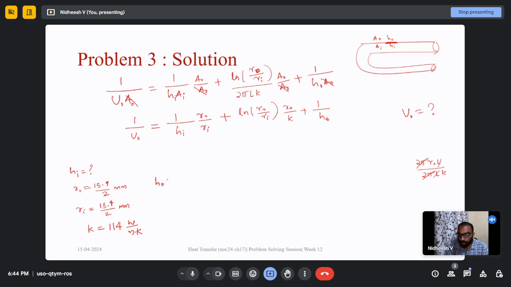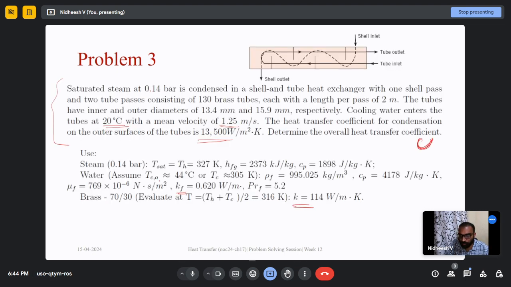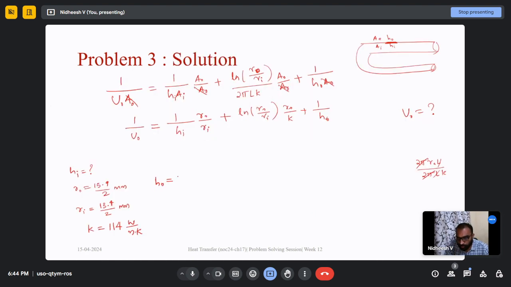I think Ho is given to us as the heat transfer coefficient for condensation on the outer surface of the tubes, which is 13,500 watts per meter square Kelvin. So all these quantities are known to us.